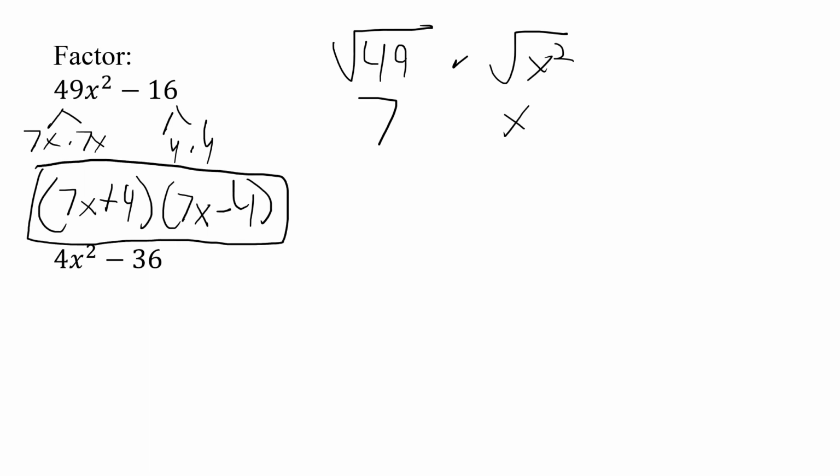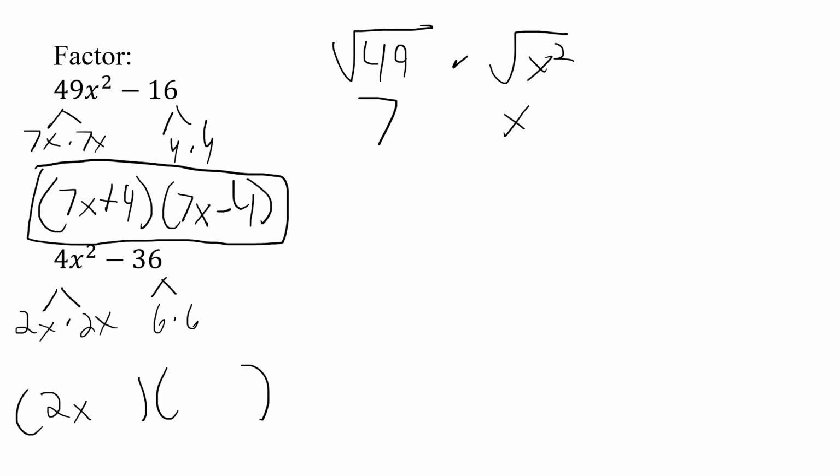Now this next one, there's actually two ways to do it. We could do it the way that I just did it. We could say, okay, well the square root of 4x squared is just 2x, 2x times 2x. And then the square root of 36 is just 6 times 6. So we could set up our two parentheses here as 2x plus 6, 2x minus 6. And that is one answer that is correct.